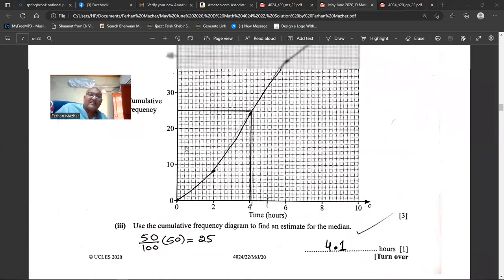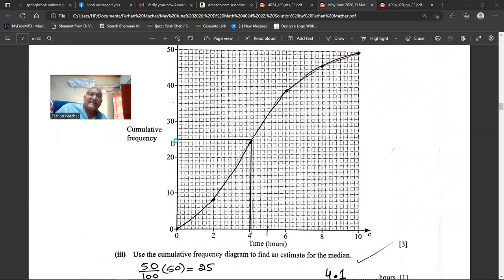Then check that frequency on the y-axis. From that, go to your cumulative frequency curve. When you intersect the cumulative frequency curve, check under that point what the x value is. That will be 4.1. If by mistake this line is not vertical and is a little tilted, it is basically 4.1.